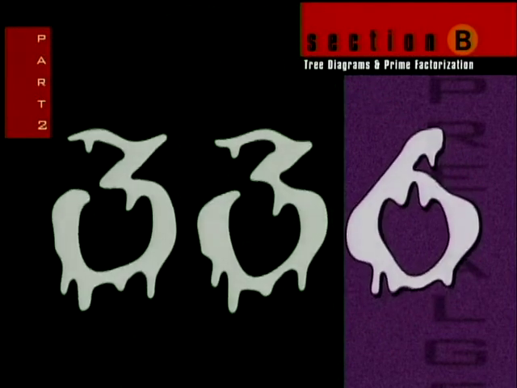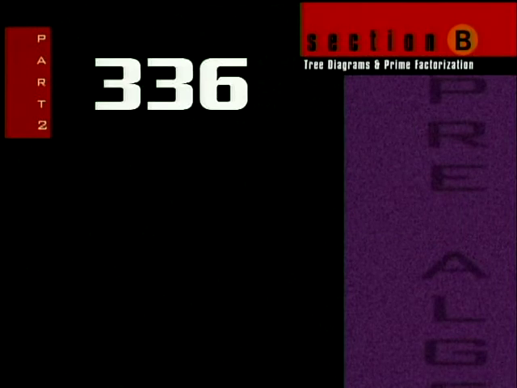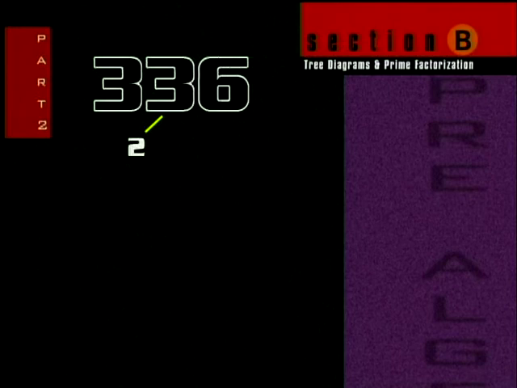Now let's try a big scary number like 336. With a big scary number like this, if it's an even number, the easiest thing to do is just keep dividing by 2 until we can't anymore. Dividing by 2, we see that 2 goes into 336 168 times. So, our first two branches are 2 and 168.